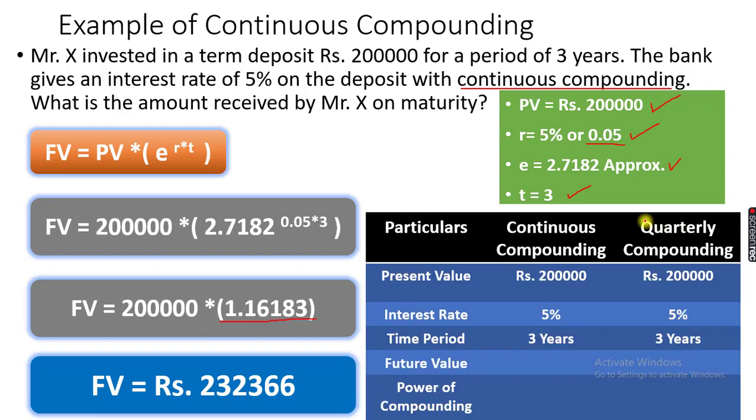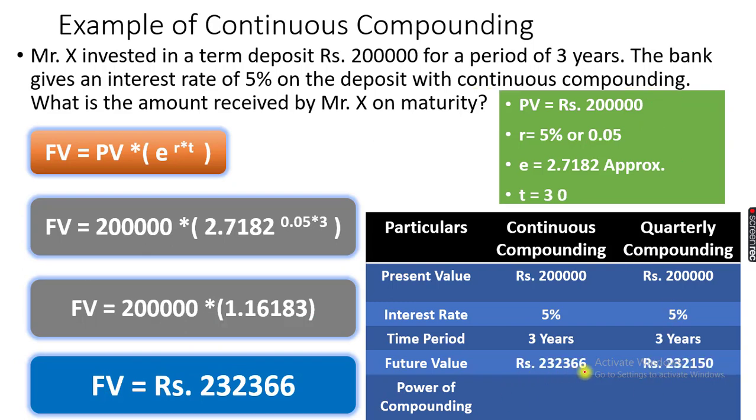Now we can compare how the future value could change as the frequency of compounding increases. The first scenario is that we have quarterly compounding. The second scenario is we have continuous compounding. In both cases, the present value or the cash flow invested in term deposit is rupees 2 lakhs. The interest rate in both cases is 5%. The duration of investment, otherwise time period of deposit, is 3 years in both cases. The only difference is that one case is continuous compounding, and the second case is quarterly compounding. If we have to look at the power of compounding, how the future value is affected because of increased frequency of compounding, let us see.